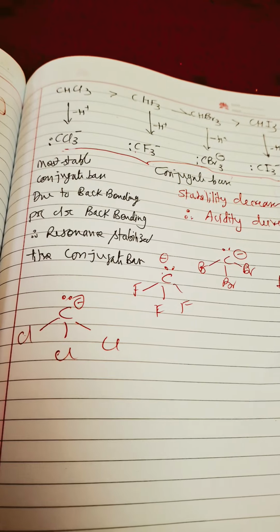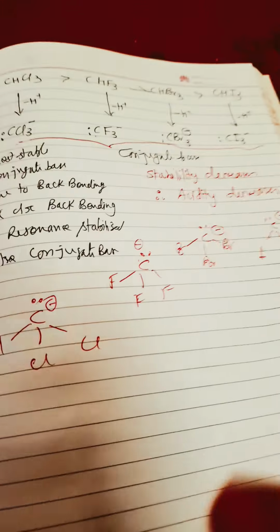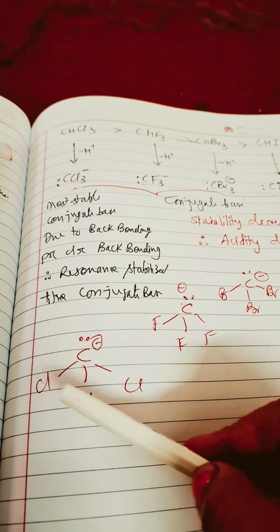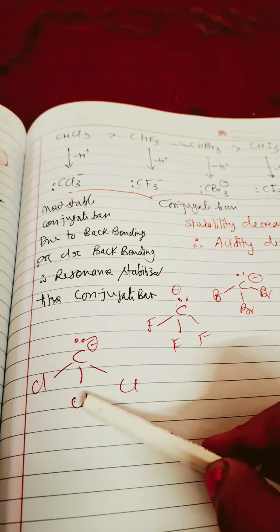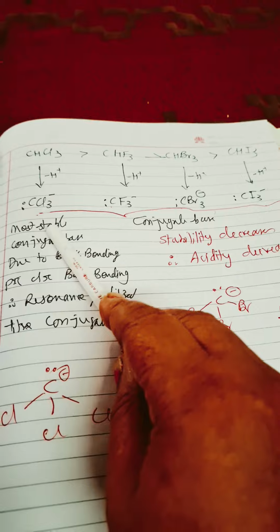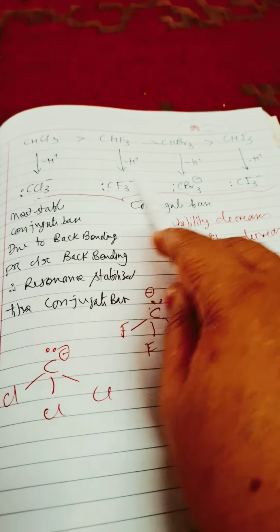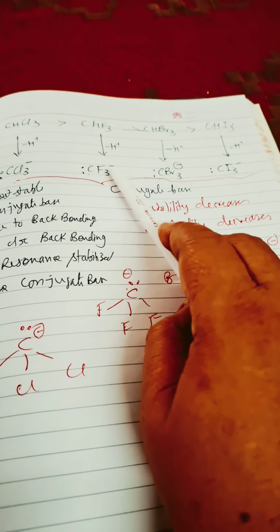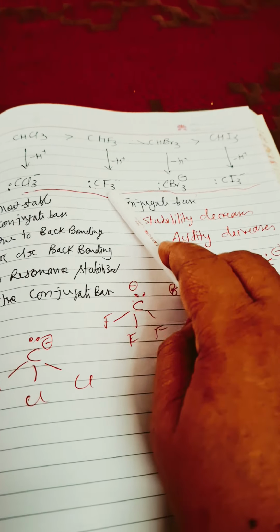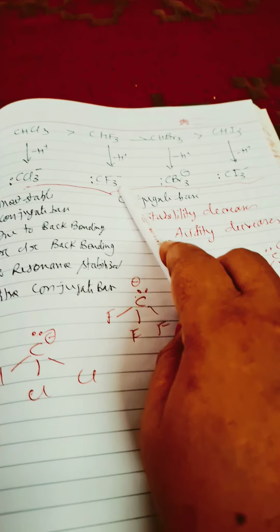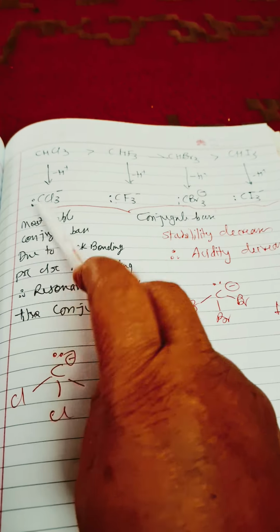So here we will see that effective back bonding will take place in case of this CCl3 1 negative. So effective back bonding because of the small size of Cl. So that is why this is more stable, highly stable, and since the conjugate base is highly stable, it will be most acidic among all of them. And after that CF3 follows, because F is highly electronegative as compared to Cl, Br and I. Here back bonding overpowers the inductive effect, that is why CHCl3 is more acidic.